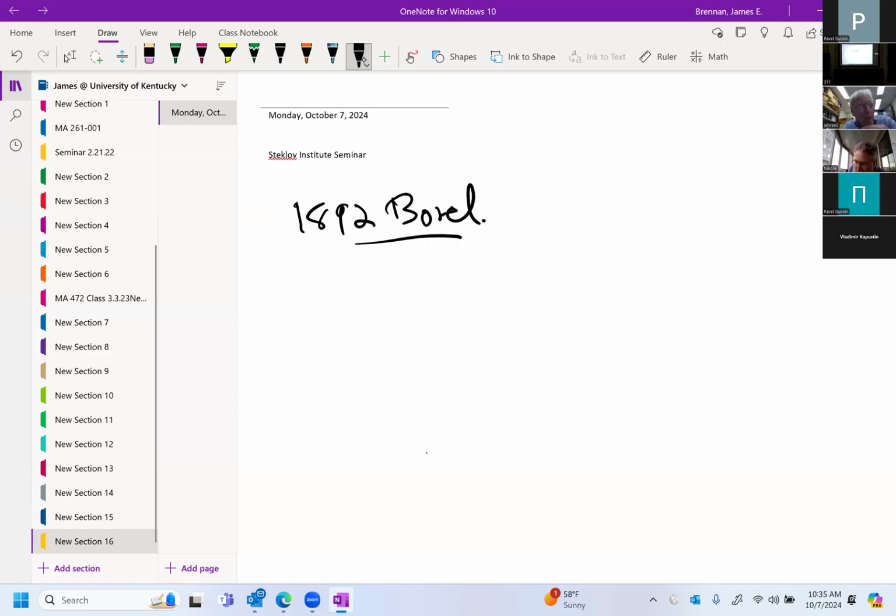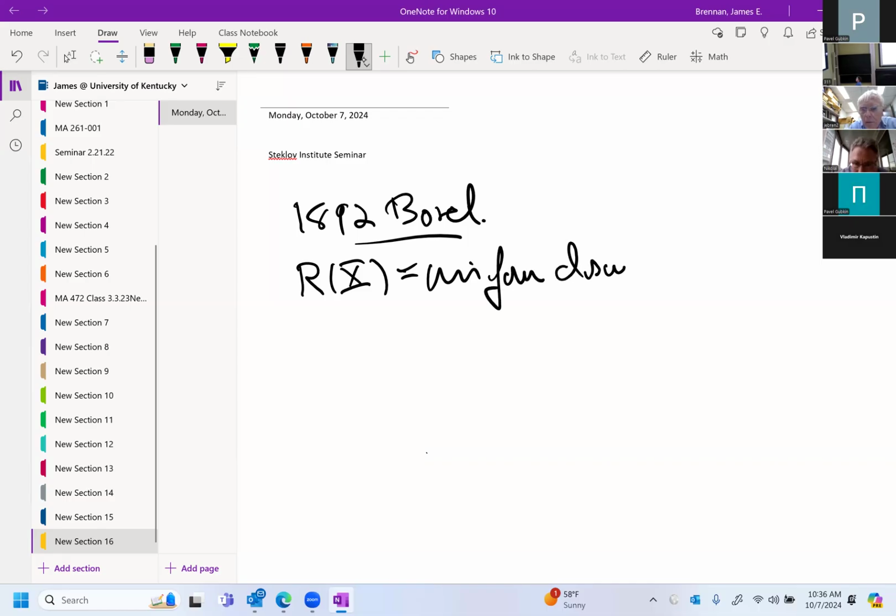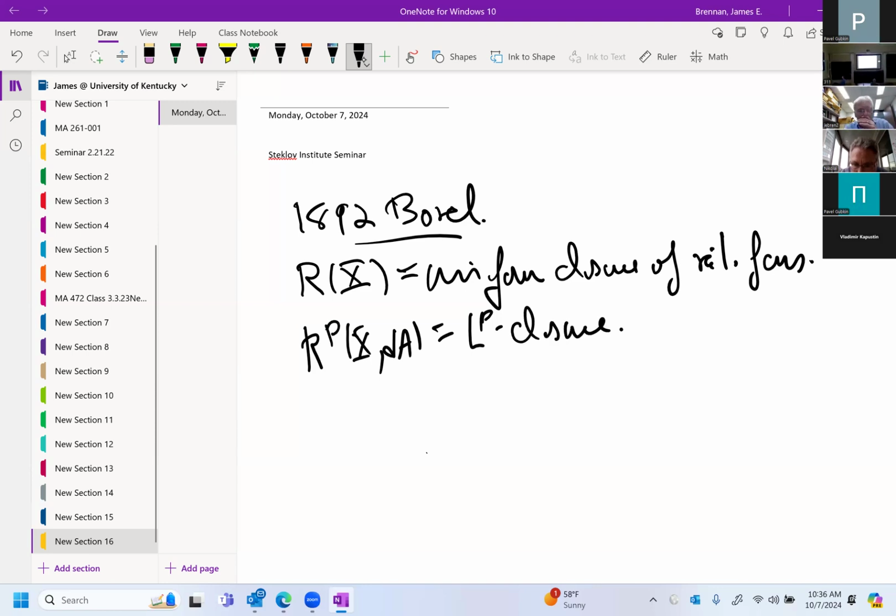So I want to start with just mentioning that in 1892, in Borel's thesis, he made the suggestion that you should be able to extend the property of unique continuation to some large classes of functions defined on compact sets without interior points. Here I'm going to consider just two of these sets. One is R(X), equal to the uniform closure of the rational functions with poles off X. And R^p(X, dA) will be equal to the L^p closure of the rational functions.